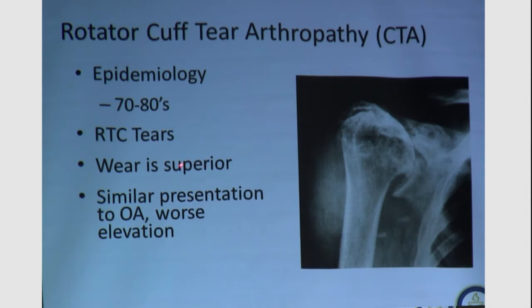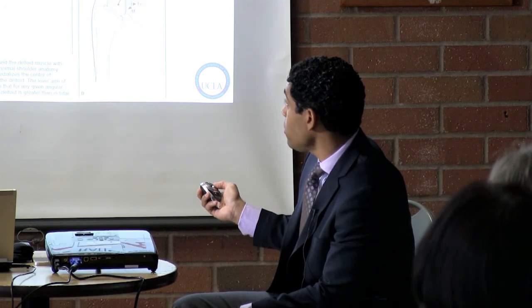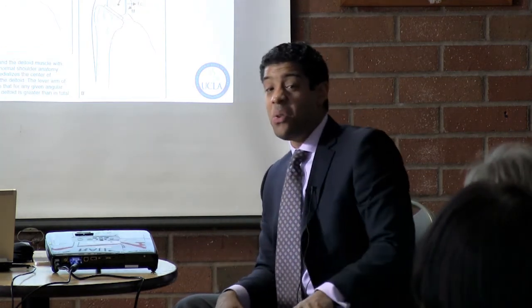So the wear is superior, and the presentation is similar to regular osteoarthritis, but patients typically have worse shoulder function with regards to range of motion. They come in and they're not able to lift their shoulder. They actually try to swing their body to get some sort of motion with regards to the shoulder, but they just can't. So until about 15 years ago, there was really nothing to do about this.